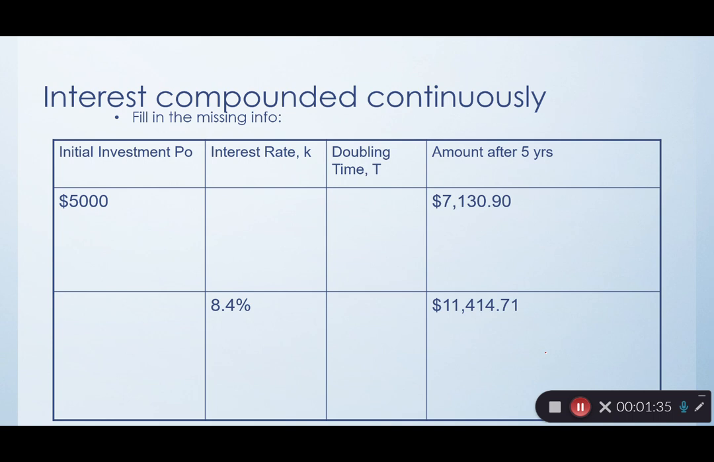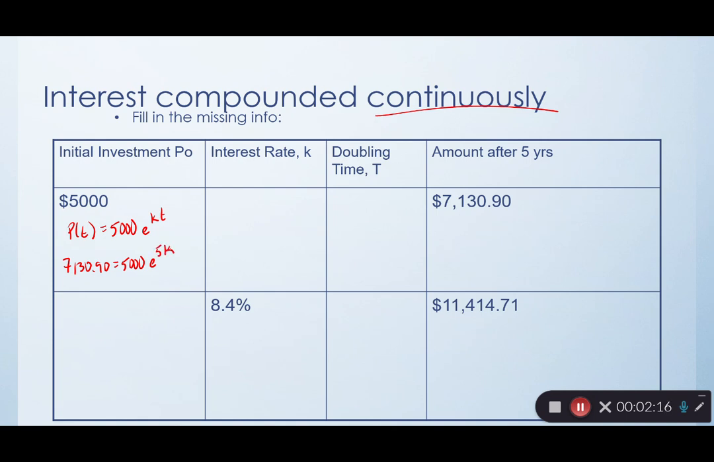So this is a little bit different, right? This is given the pieces of information, find the other parts, right? So if we have an initial investment of $5,000 and after 5 years we know we have $7,130.90, we've got to figure out the interest rate, right? So we know our formula, 5,000 e to the kt, and these are continuous compounding, right? We know after 5 years we have 7130.90, 5,000 e to the 5k. And so we need to solve this for k, right?